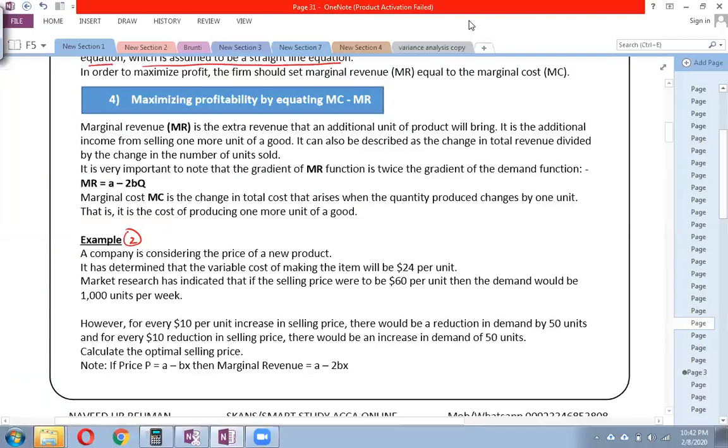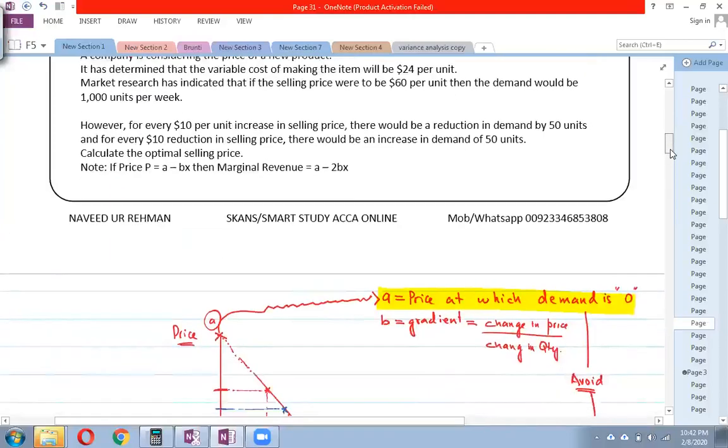Now, the rational aim of a business is normally to maximize your profitability, right? You want to maximize your profitability. How do you maximize your profit? Like, what should be the quantity which will maximize your profit, or what should be the selling price which will maximize your profit, right?